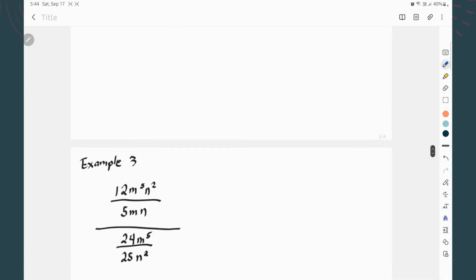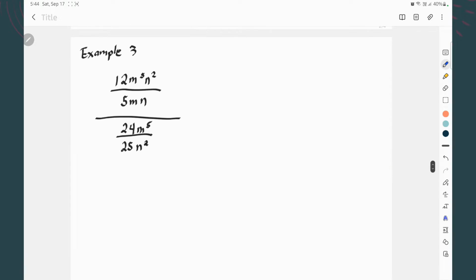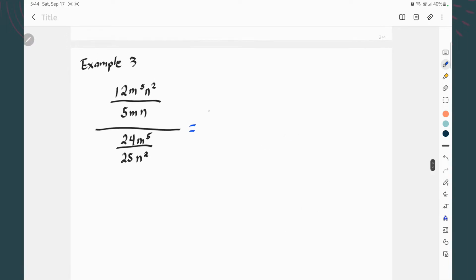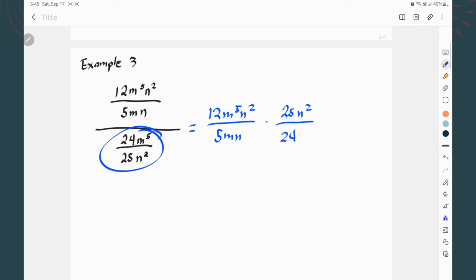Now let's go on to the other example. If this is the case, you have 12m to the 5th n squared over 5mn, all over 24m to the 5th over 25n squared. Working with that will lead us to 12m to the 5th n squared over 5mn times the reciprocal of the divisor. So you have now 25n squared over 24m to the 5th.